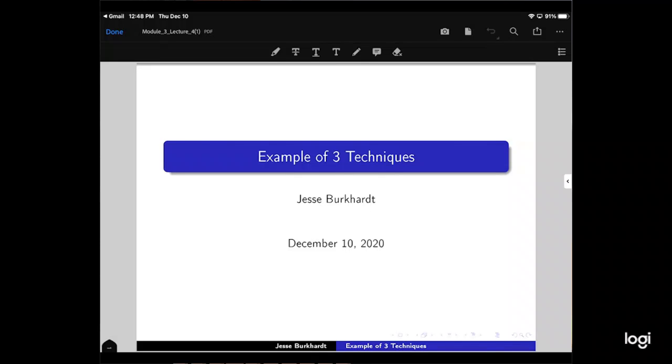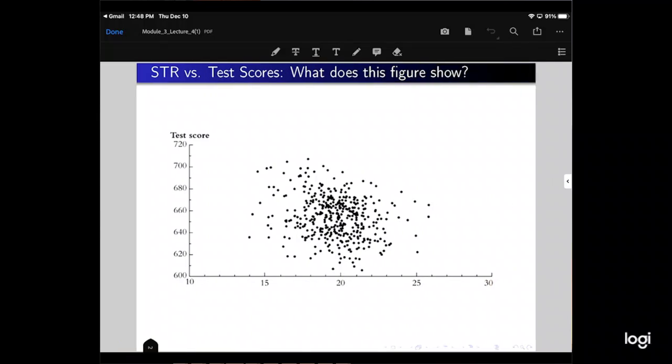Okay, let's finish up lecture notes 3. This is going to be examples of 3 techniques. We're now going to start with the example the book uses most often, which is student-teacher ratios versus test scores.